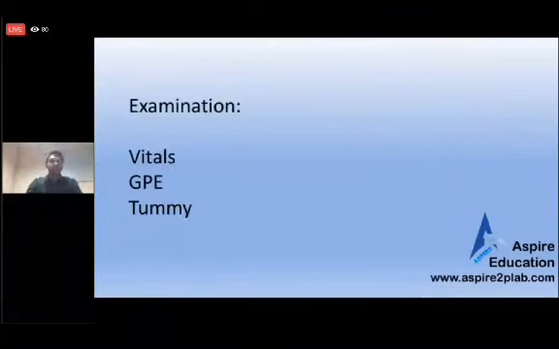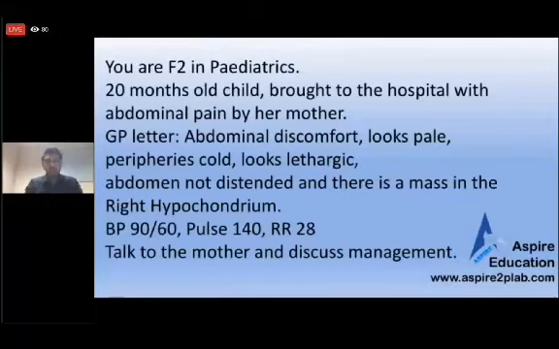Now after you finish all your history part, you come to your examination part. What examination do you do? In any child you do vitals, and here abdominal examination. What you can find is a mass of intussusception in the abdomen, which is already given in the task. That is the mass in the right hypochondrium, and the child is cold and clammy, which is a sign of dehydration. Vitals are also given in the task. Blood pressure is 90/60, pulse is 140, which are in line with dehydration: a little bit of tachycardia because of dehydration.